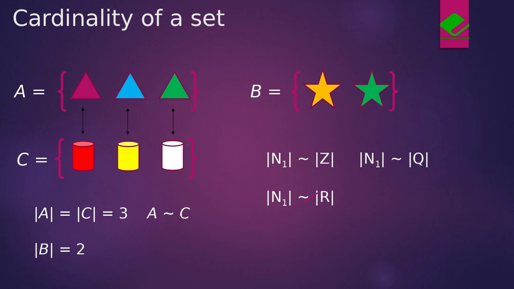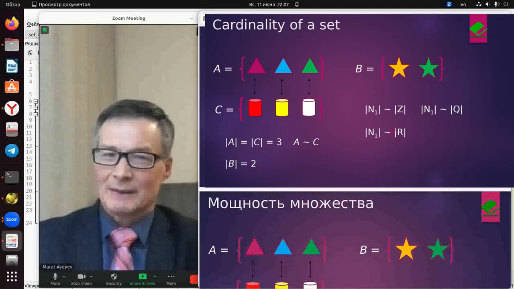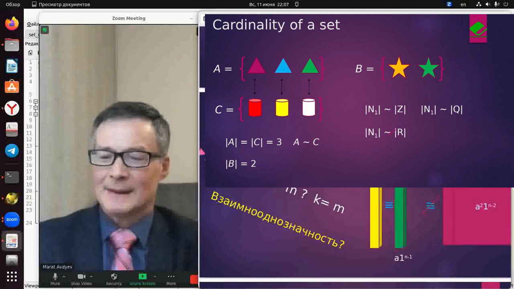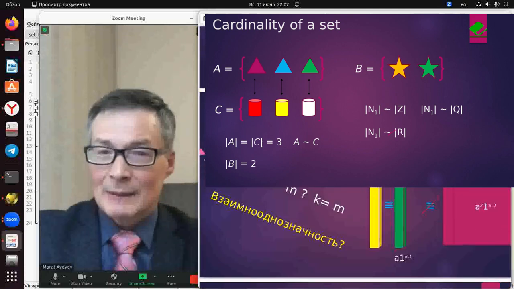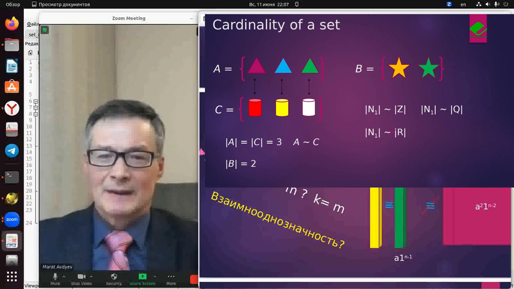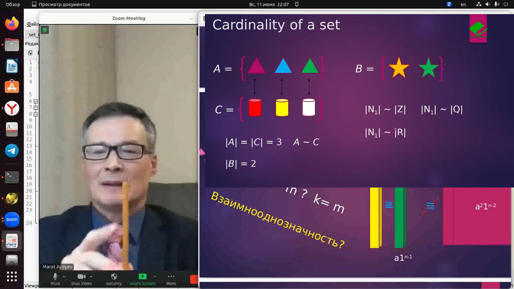The concept of power of a set is easy to understand with examples. Imagine that we have set A of triangles and the set C of cylinders. These sets are called equal power sets because they have the same number of elements, which is denoted by these symbols. A is equivalent to C. The following is an example of different power sets.